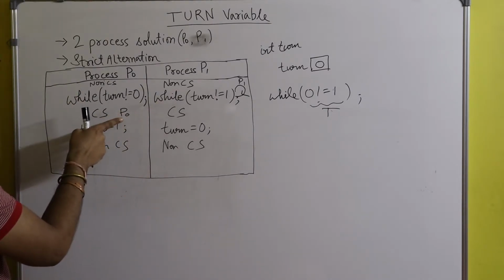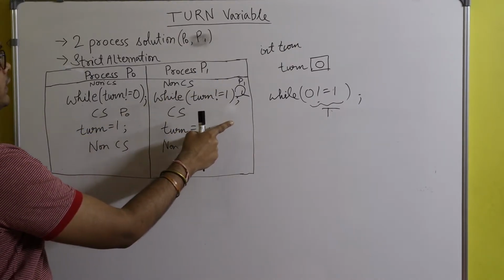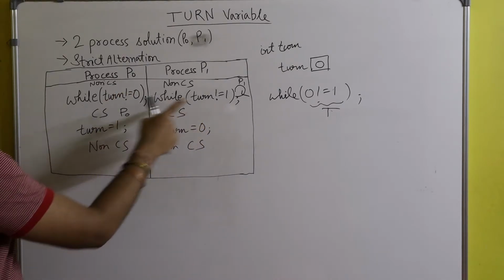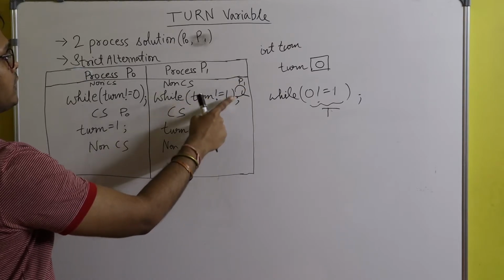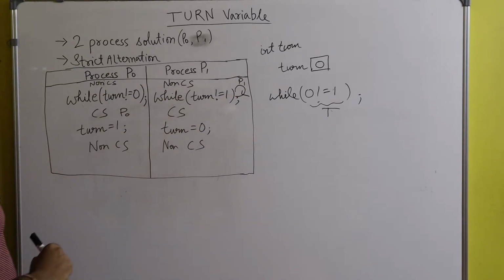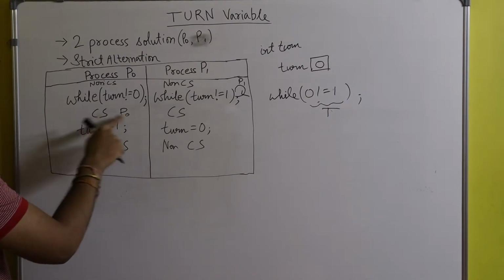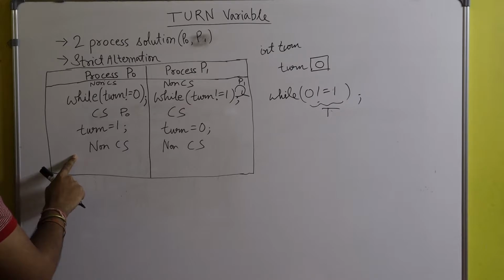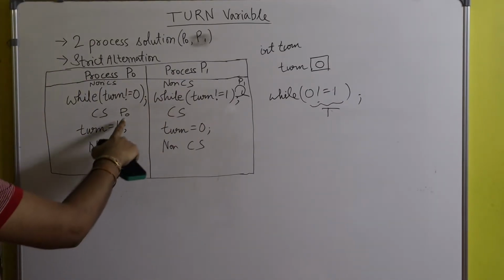It means that when P0 is inside the critical section, P1 can't enter the critical section, because P1 is stuck in the while loop. Now suppose the task of P0 is over. Now P0 wants to come out from the critical section.